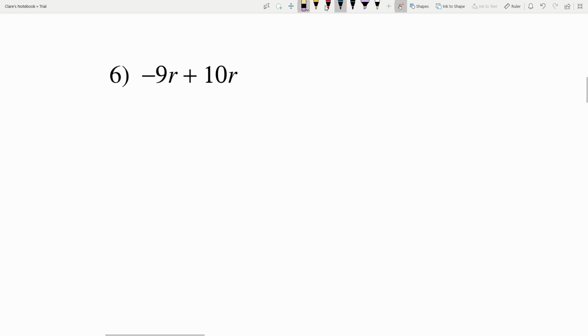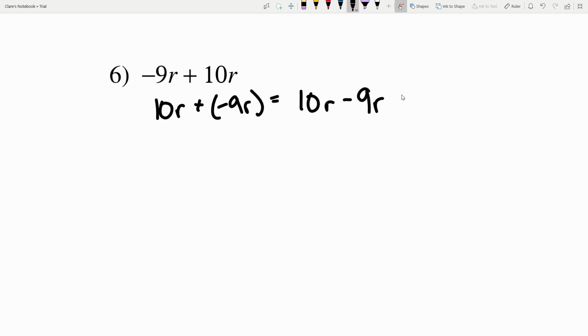In number 6, we have negative 9r plus 10r. Let's go ahead and rewrite for fun. So we have 10r plus a negative 9r, which is the same as 10r minus 9r. So if I have 10 r's and I'm taking away 9 of those r's, I'm going to be left with 1 r, but when we have a coefficient of 1, we just leave it as the variable r. So r is our solution in number 6.